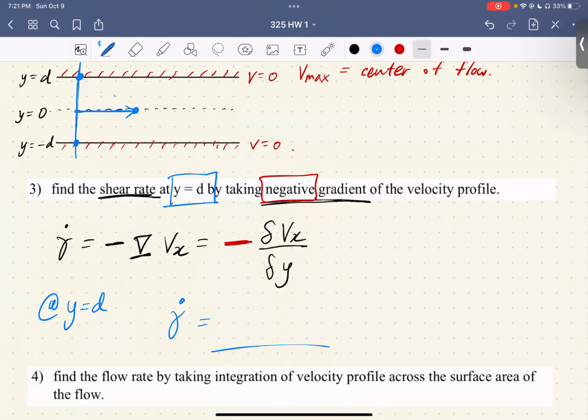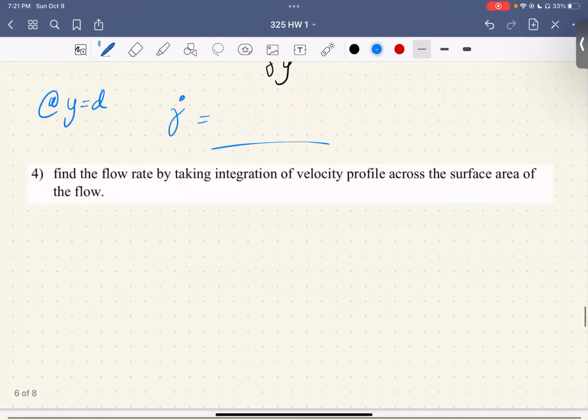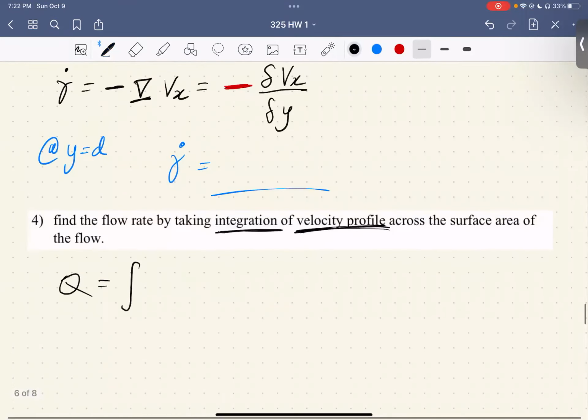Great. And now moving on to part 4 of question 4. It's asking us to find the flow rate. The flow rate, as we know, is signified by Q, the volumetric flow rate. And it asks you to find it by taking the integral of the velocity profile. So let's just start writing it out like this. So it's asking for the integration. You have your integral of the velocity profile, Vx, remember.